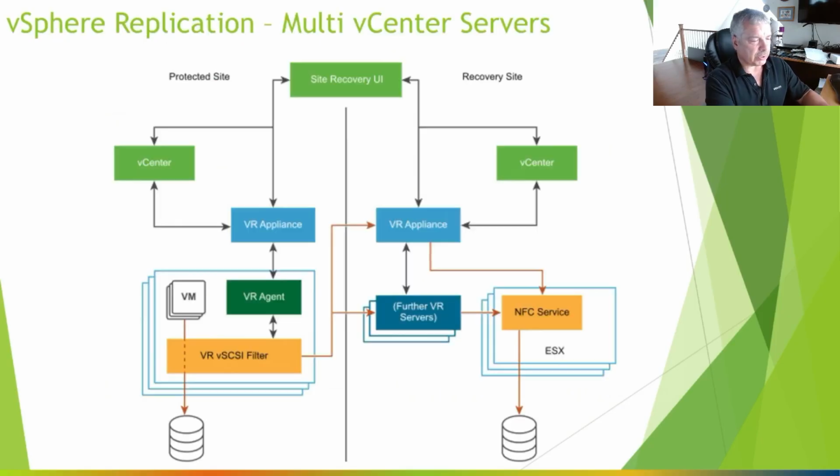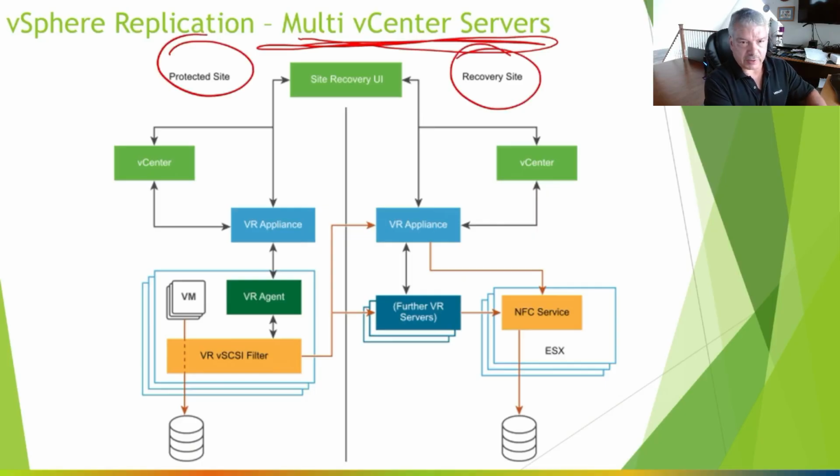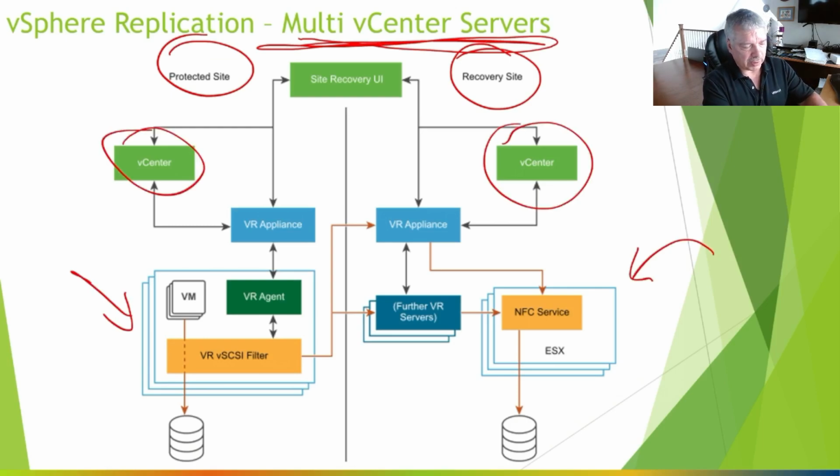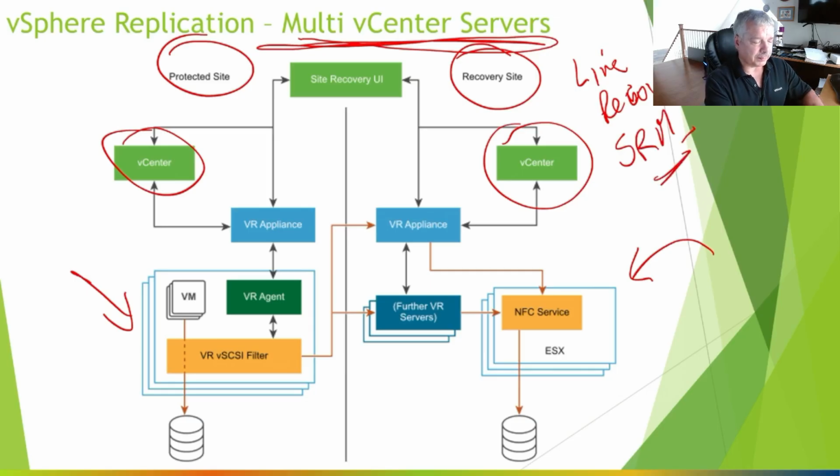With vSphere Replication, you can do this between multiple vCenter servers if you want to. You've got a protected site and a recovery site, a site A and a site B. In this case, you've got VMs and hosts on one site, and VMs and hosts on another site. You've got your vCenter servers, one at each site. You're probably going to use a thing called Live Recovery as well, also called Site Recovery Manager. And then you install the appliance and so on and so forth.